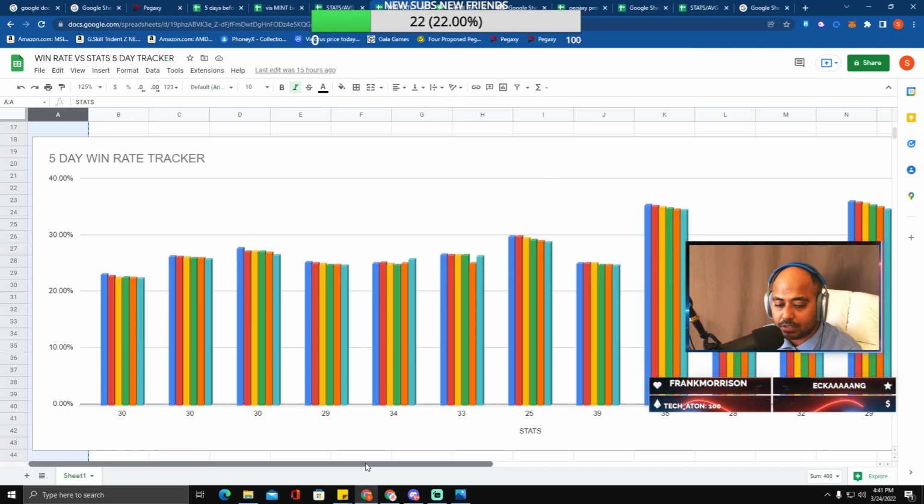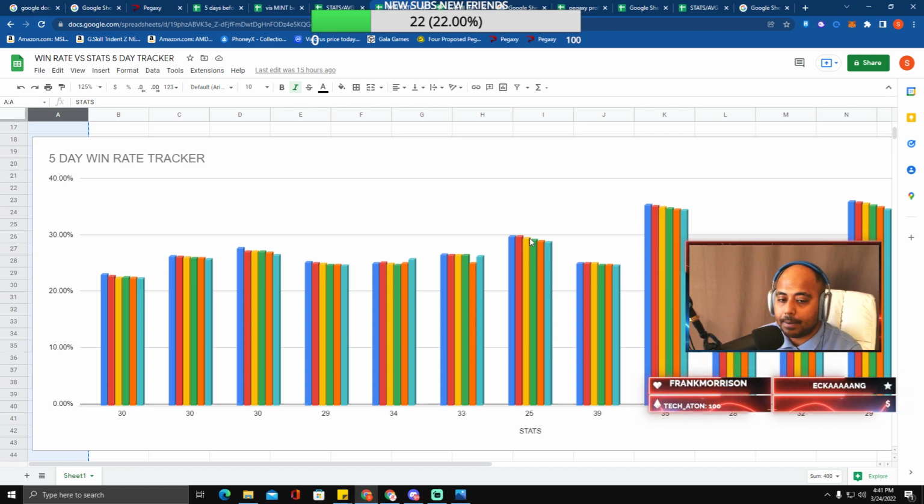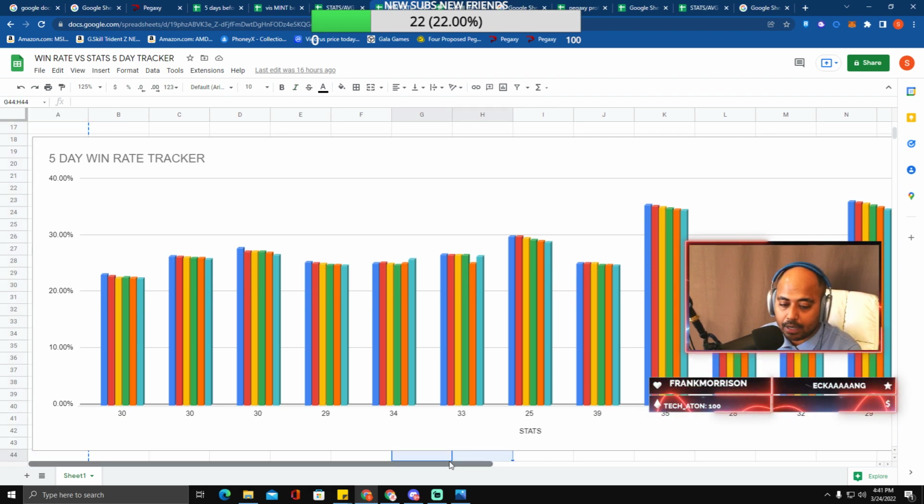Now let's see what is the lowest stat in my arsenal. My lowest stat is a 25 stat horse. It was a 30%er because it came with around 1,000 races, and it is dropping in win rate. Whereas my 39 overall stat horse is also dropping.